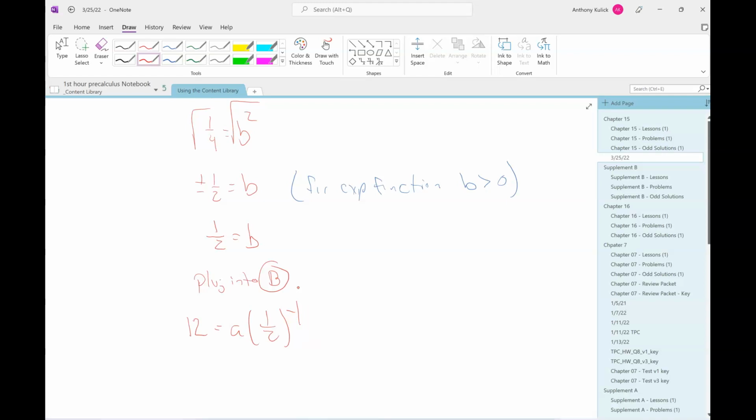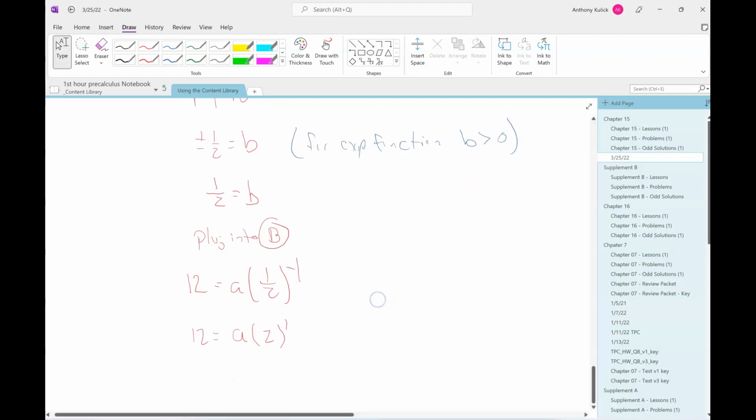Everybody's okay with that? So what is 1/2 to the negative 1? What do negative exponents do again? It's not a square root. They make reciprocals. So this is going to be the same thing as 2 to the positive 1. Everybody's okay with that? The negative sign just makes the reciprocal and the exponent just becomes positive then. So a is 6.